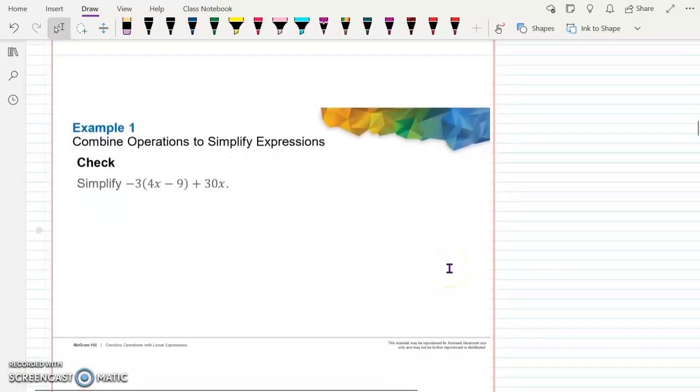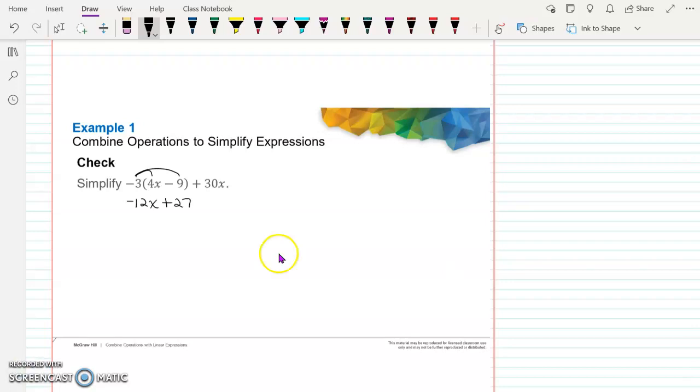So let's go ahead and try another example here. So I'm going to do my distributive property first. So negative 3 times 4x would be negative 12x. I'm going to see this is negative 9. So negative 3 times negative 9 is plus 27. Go ahead and bring down my plus 30x.